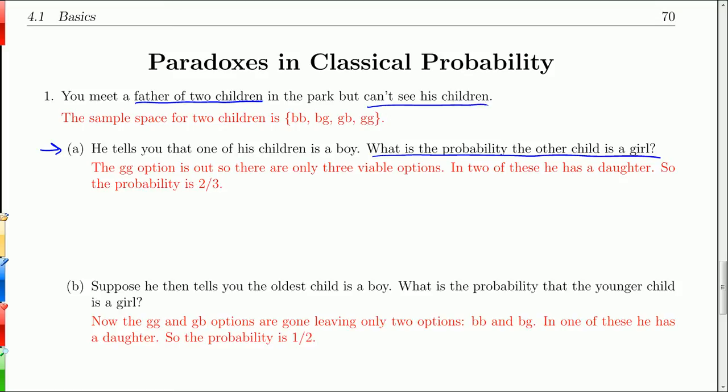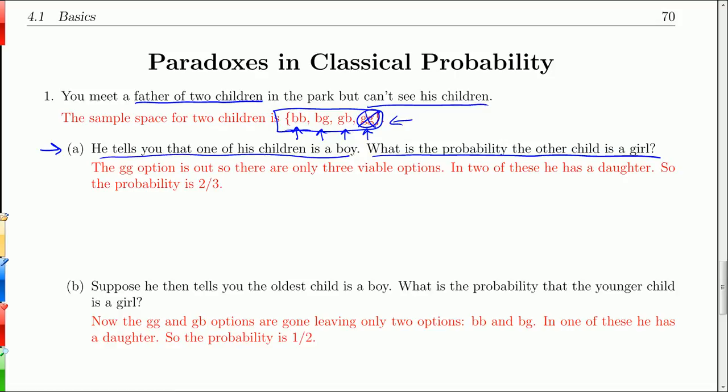But if you go back and you look at the sample space for this father in the park, there's 4 different things that could have happened as far as his 2 children. You could have had a boy and a boy. You could have had a boy then a girl. You could have had a girl then a boy. And a girl then a girl. This is very much like the heads, tails, tails, heads scenario. But if he tells you one of his children is a boy, then this one is out.